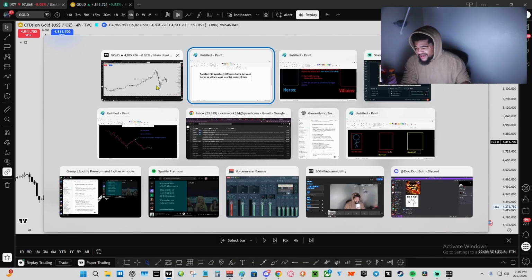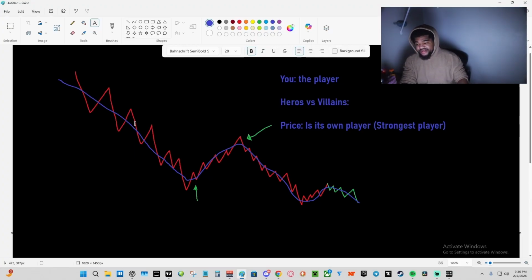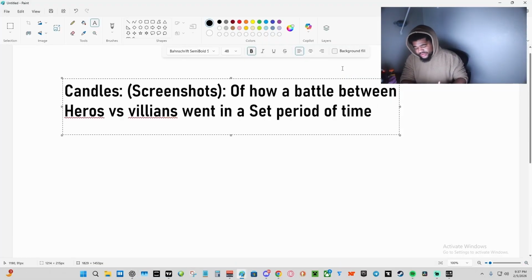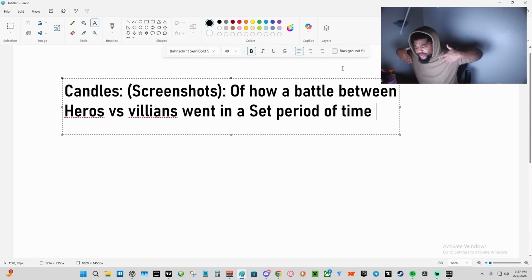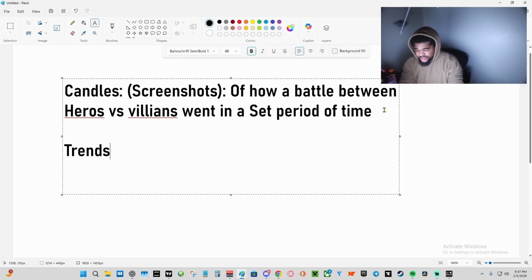I'm being honest. Okay, so we're going to discuss this a little bit more in the next video as well. But for now, we talked about candles. Candles are what? Screenshots of how a battle went between here. We talked about trends. What are trends? Can anybody answer this? You don't need to give the specific description, just in video game terminology, what is a trend?